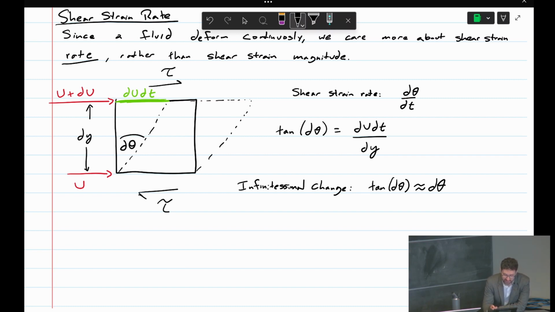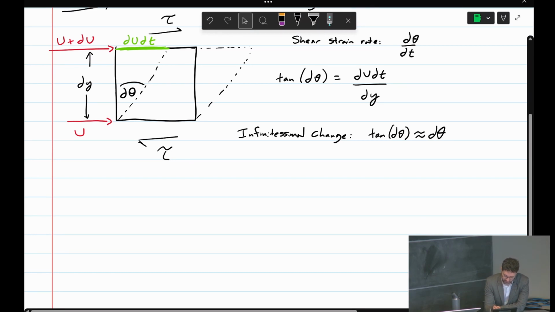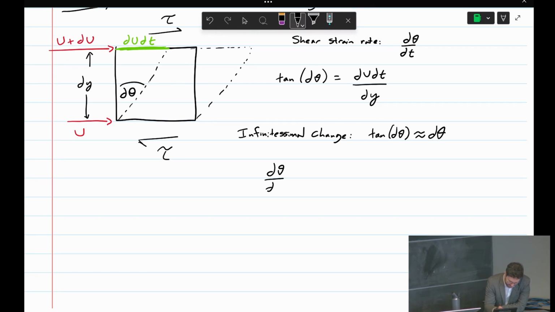we get the tan d theta, we'll just replace that with d theta. So even though theta can get quite big in a fluid, it can deform as long as we want, we're really more concerned with an infinitesimal change. So at an instant in time, how does the difference in velocity produce a difference in the rate of change of that angle? So this equation here becomes d theta by dt is du by dy.